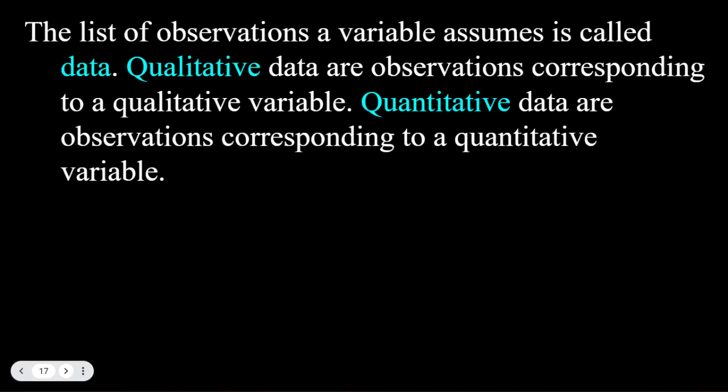The list of observations that a variable assumes is called data, and we talked about that in the last section. Qualitative data comes from observations that correspond with a qualitative variable. Our last set of terms was talking about qualitative variables and quantitative variables. Well, qualitative data comes from those qualitative variables. Then we have quantitative data, and those are observations that correspond with quantitative variables. So qualitative data comes from observing qualitative variables. Quantitative data comes from observing quantitative variables.